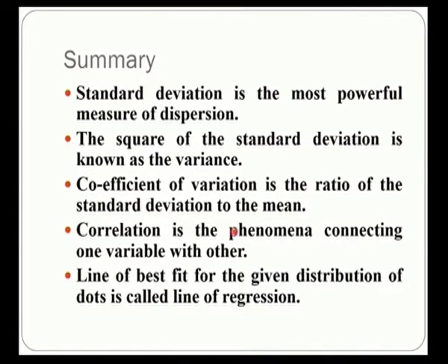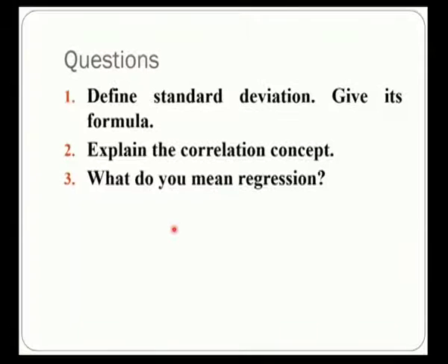Then correlation, that is another concept we learnt in this lecture. This correlation is the phenomenon connecting one variable with the other. Then line of best fit for the given distribution of dots is called line of regression. So, line of regression, coefficient of line of regression of x, all these things we learnt in this lecture. So, after listening to this lecture, you can answer the following questions. Define standard deviation, give its formula, explain the correlation concept. What do you mean by regression?